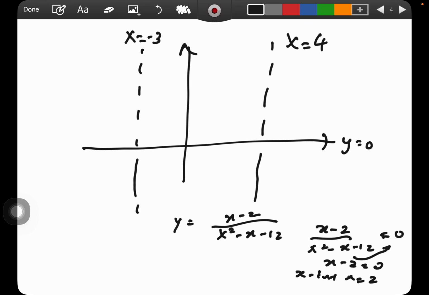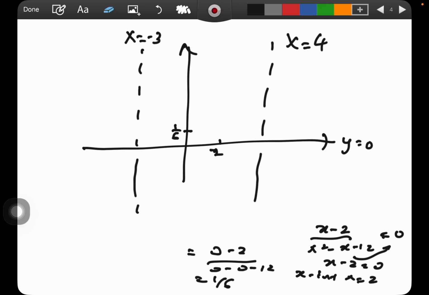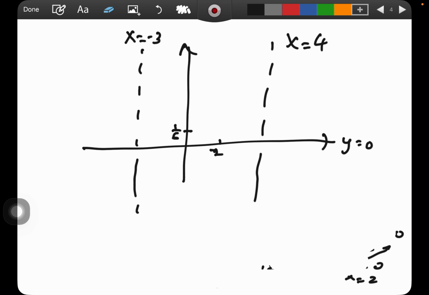So ini x sama dengan 4, 2 kamu dekat sini. So you just keep that. And then y-intercept when x is 0. So kalau kamu ganti, kamu akan dapat 0 minus 2 over 0 minus 0 minus 12. So that is going to be 1 over 6. So you're going to definitely potong at 1 over 6 at some point. Okay, so make sure you go and carry your x-intercept, y-intercept lah. So itu penting.